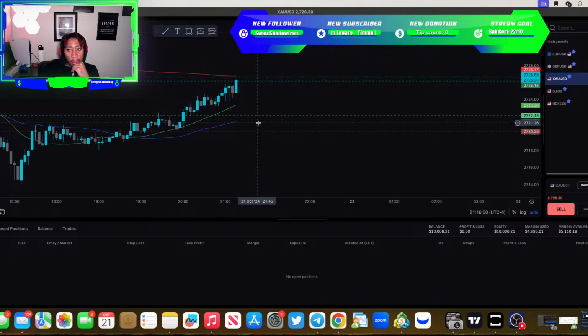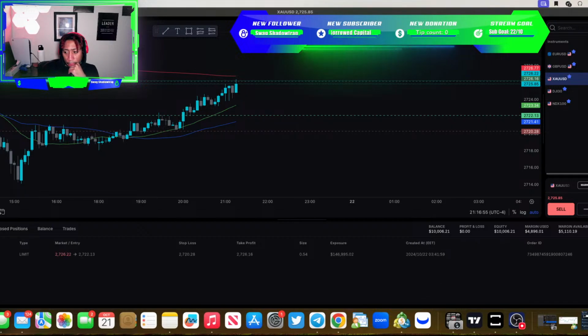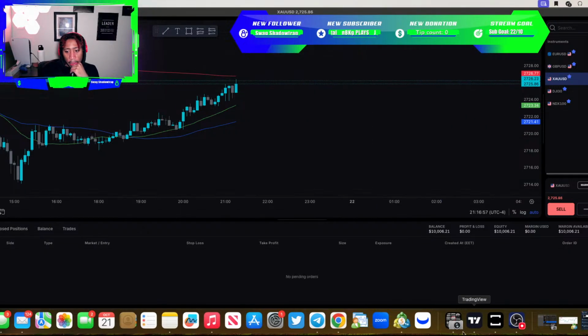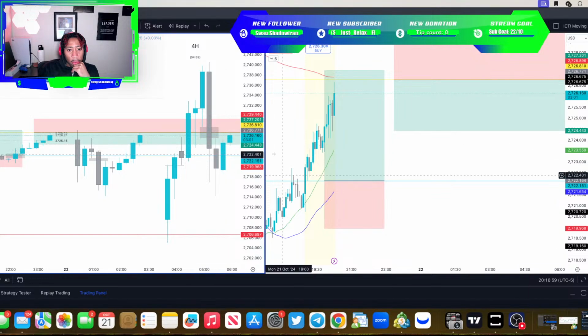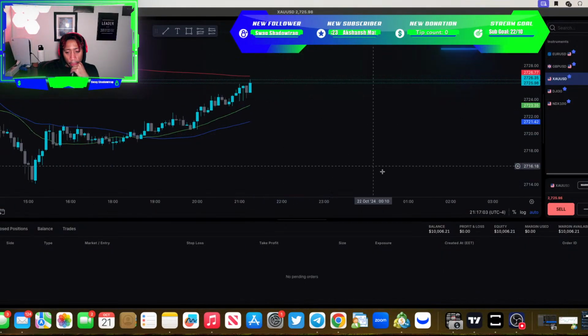I want to see what we're going to do here. Yeah, I'm just going to close out this trade, guys. I don't think that's going to happen. Especially, you can see it's not wanting to bulldoze out of that.